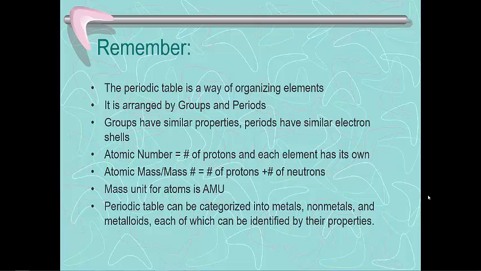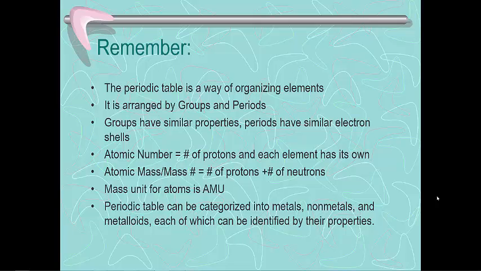Alright, so looking back at your PowerPoint, I want you guys to remember the periodic table is a way of organizing elements. Okay, it's arranged by groups and periods. Remember that groups have those similar physical and chemical properties, whereas periods have similar electron shells. When you're looking at those boxes, the atomic number, which is usually near the top, is the number of protons, and each element has its own unique atomic number. None of them share the same atomic number.